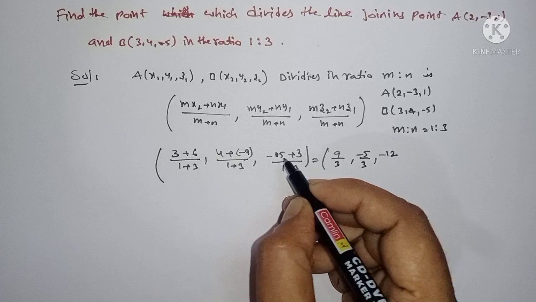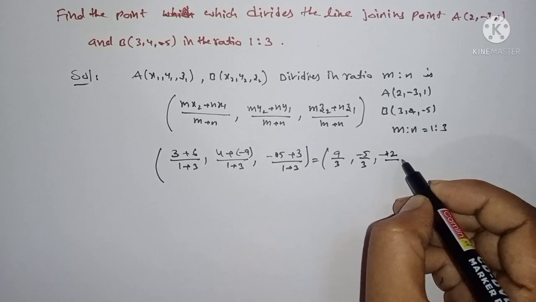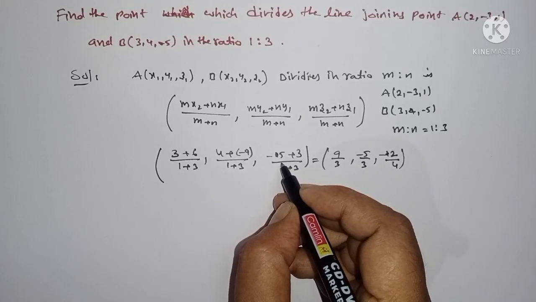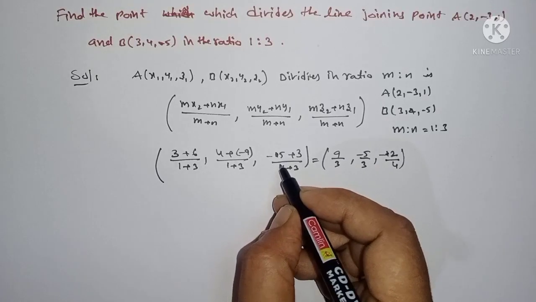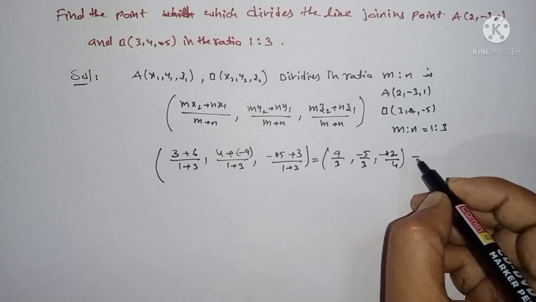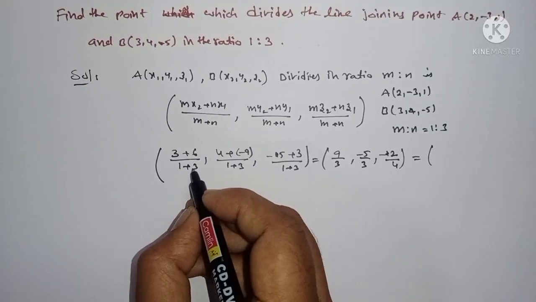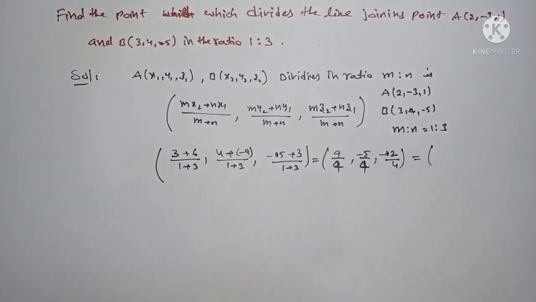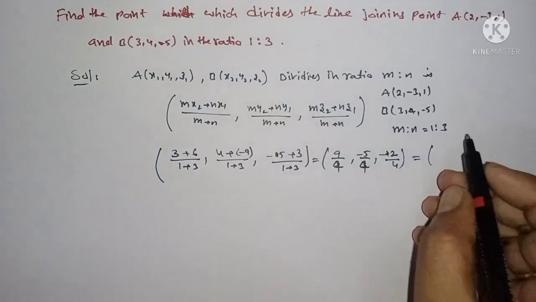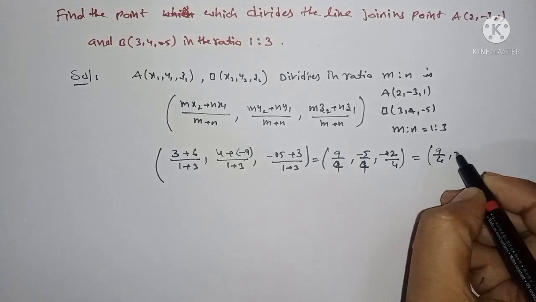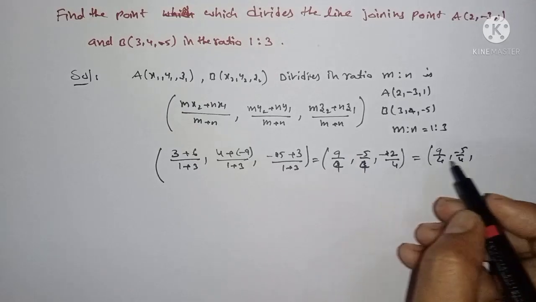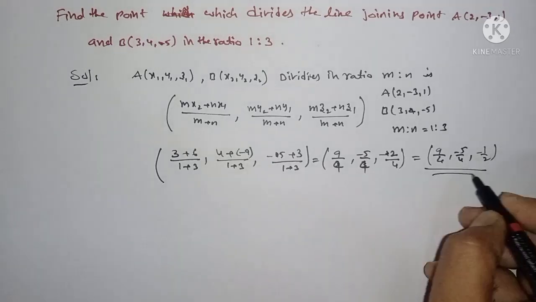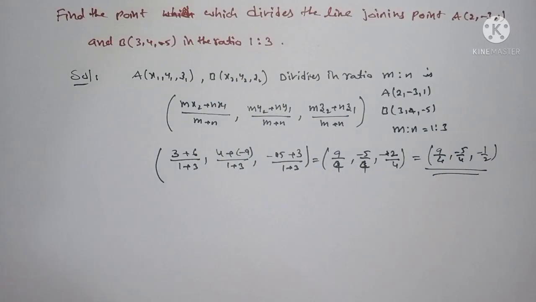Therefore minus 2 by 4 is minus 1 by 2. Here 1 plus 3 is nothing but 4. So the point is 9 by 4, minus 5 by 4, minus 1 by 2. This is how to find the dividing point using the section formula.